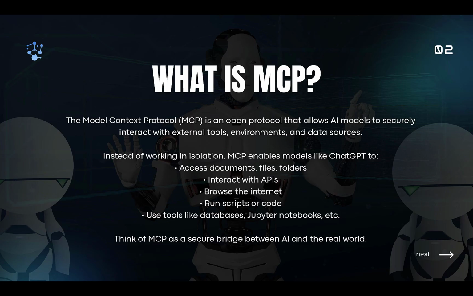So instead of working in isolation, MCP enables models like ChatGPT to access documents, files, and folders. They can interact with APIs, browse the internet, run scripts or code, or use tools like databases, notebooks, and so on. Now, think of MCP as a secure bridge between AI and the real world.